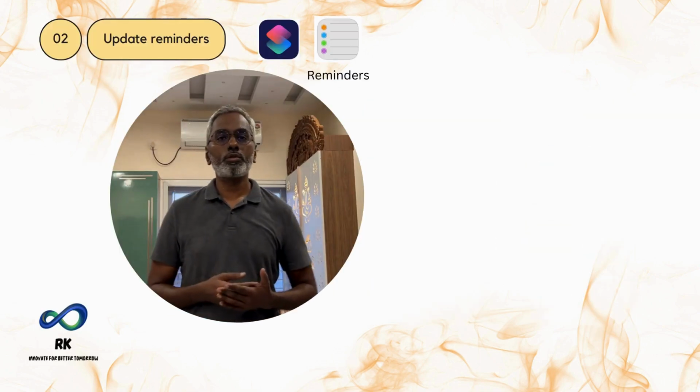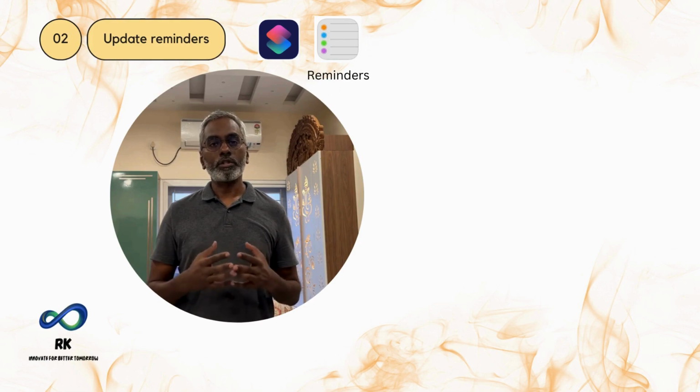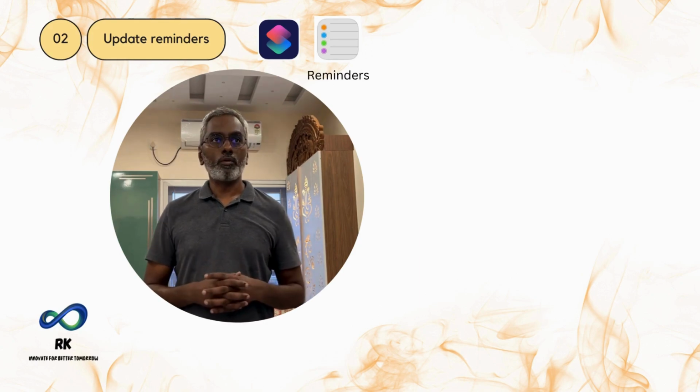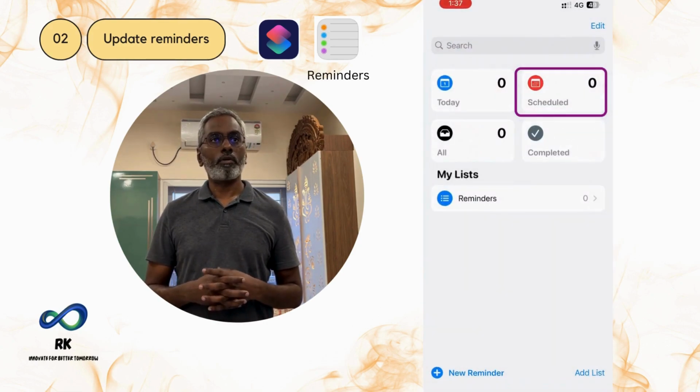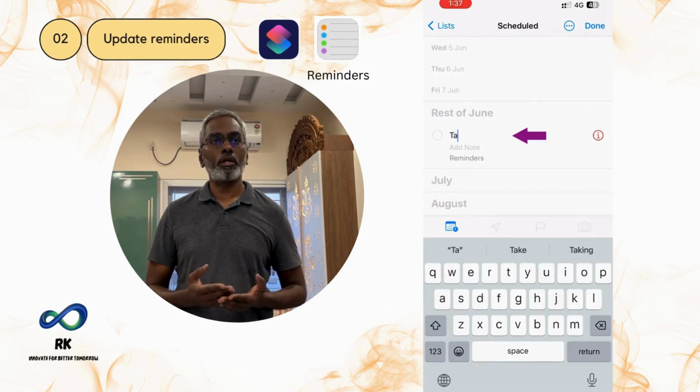We will use the Reminders app which is available on iPhone to create a reminder, and we'll use a Siri shortcut. When we run it, it will automatically update the Reminders app. Click on scheduled. So you type whatever reminder that you want to do. In my case, it is take vitamins, which I do on a daily basis.